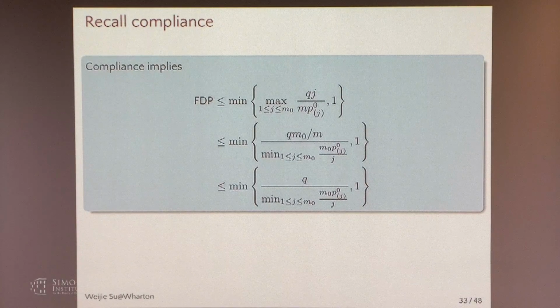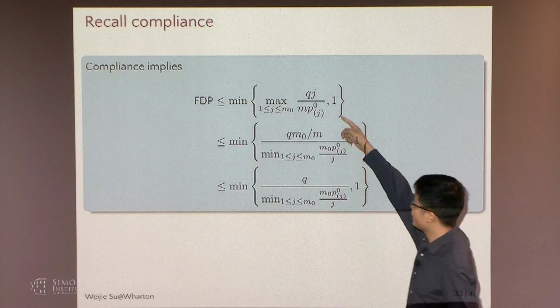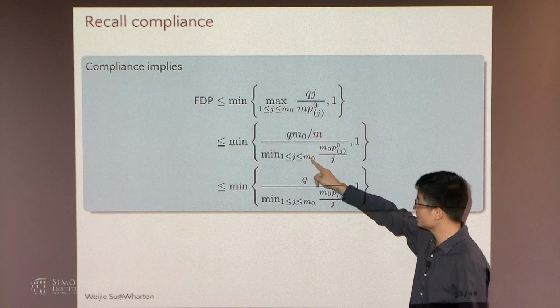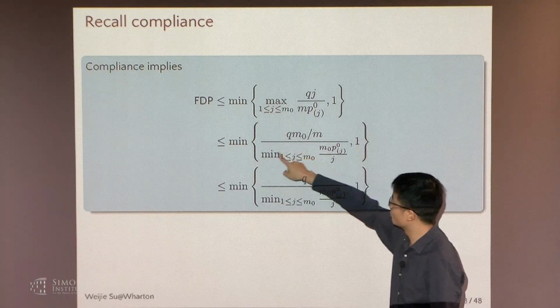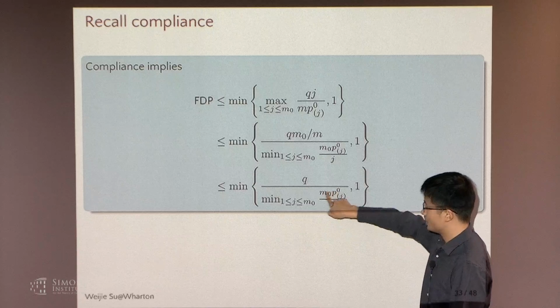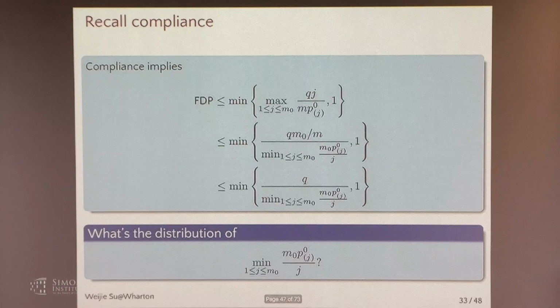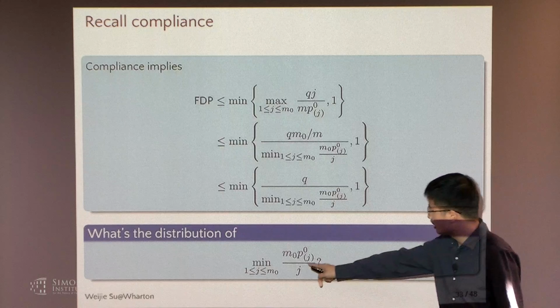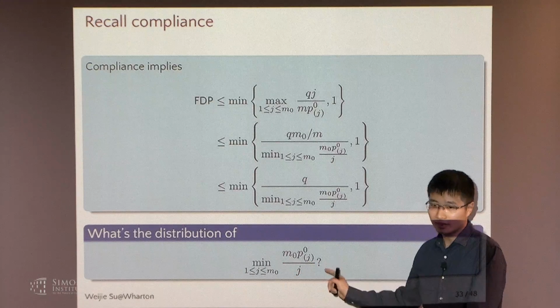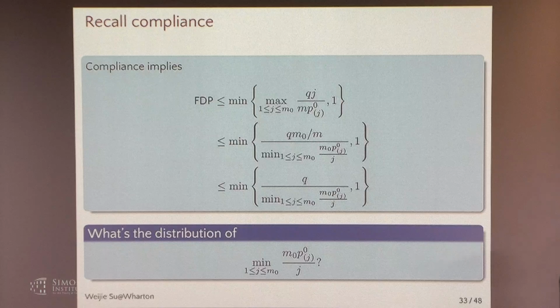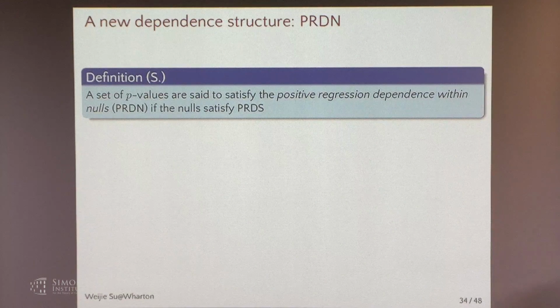Actually, it's based on a very simple observation. So this is still the compliance condition. Now let's remove everything in the denominator. The denominator actually takes this form. Maybe this reminds you of the Simes test. What's the distribution of this statistic, of this number? If we can lower bound the distribution of this random variable, essentially we can derive an upper bound of the FDP. And this is very related to the Simes test.